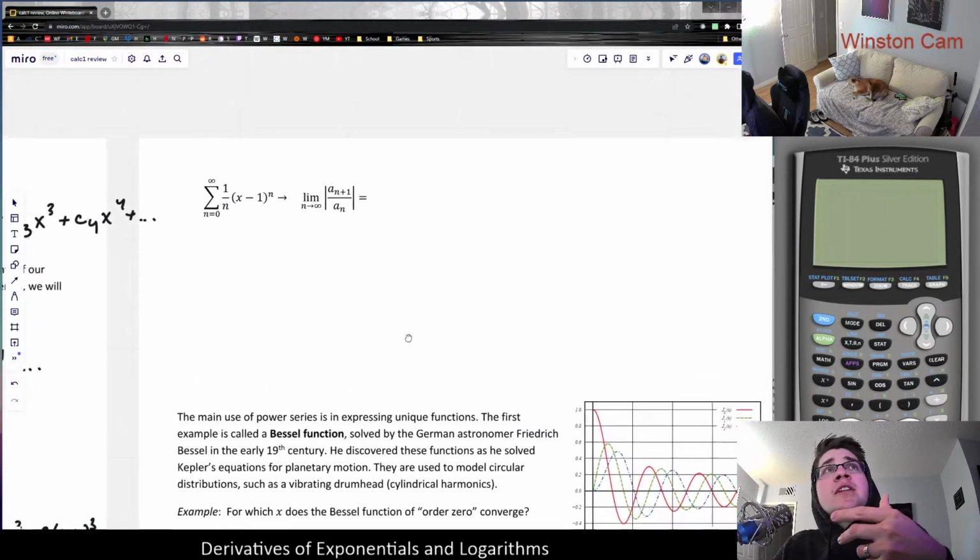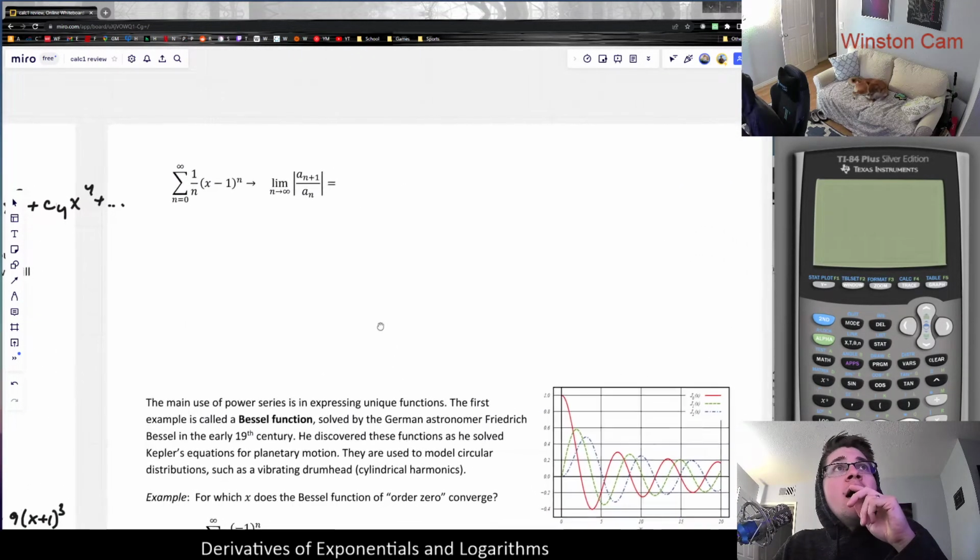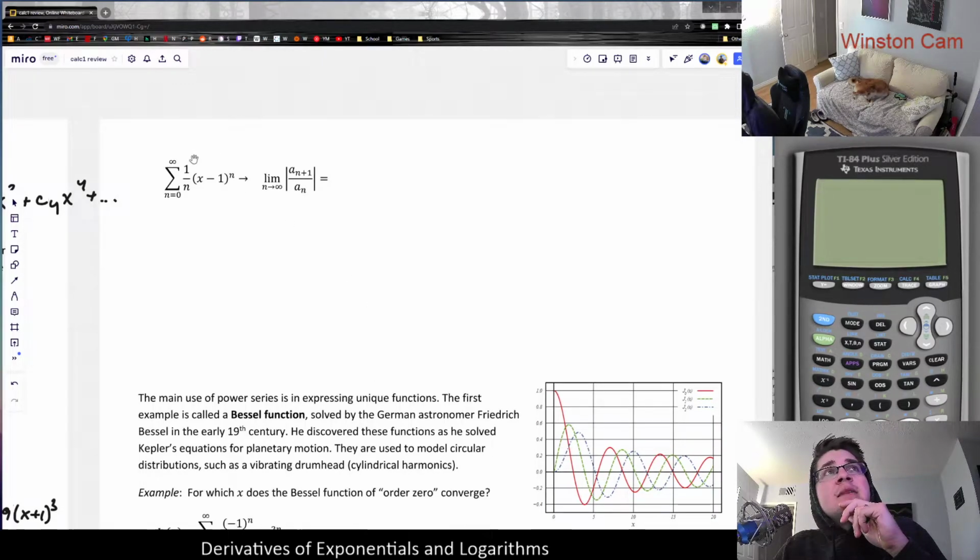Let's do another example. The next example in the packet is the power series 1 over n times x minus 1 to the nth power. So we have a power series centered at positive 1, whose coefficient is 1 over n. And actually, there is a typo in this example, because n cannot be 0 since we have 1 divided by n as the coefficient.